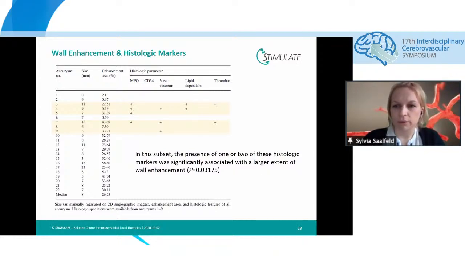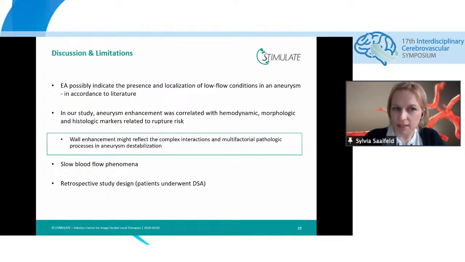So based on our results, we assume that this enhancement area is a possible indication for the presence and the localization of low flow conditions in aneurysm. And of course, this is in accordance with literature, so this is nothing new. But what I want to point out is that in our study, this aneurysm enhancement was correlated with the hemodynamic, the morphologic, and the histologic markers, which are all related to rupture risk.